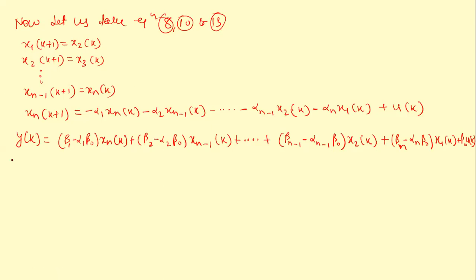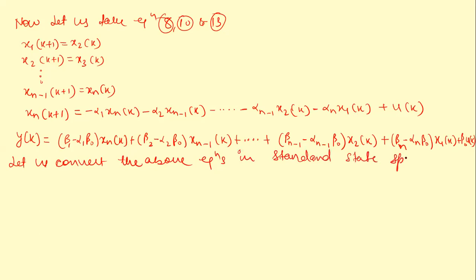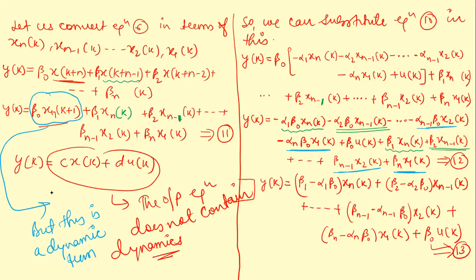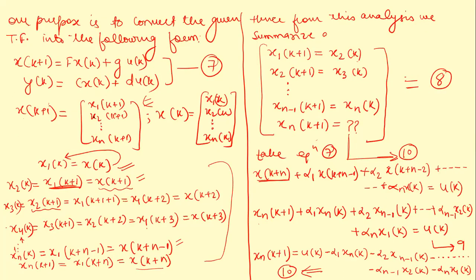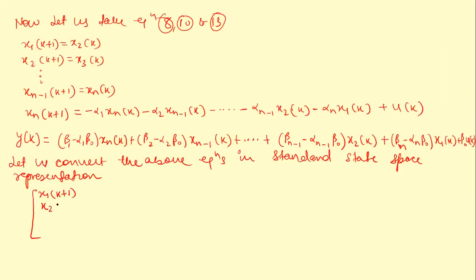Now let us convert the above equations into the standard state space representation. The standard state space representation is this one. So what is xk plus 1? Xk plus 1 is this, a column vector, right? And xk is also a column vector here, the state vector. So we'll write it in terms of x1 k plus 1, x2 k plus 1, up to xn minus 1 k plus 1, and then xn k plus 1, right? So all the dynamics are here.